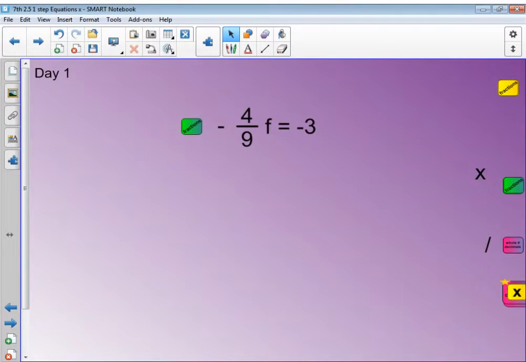Fractions. So here we've got -4/9 times f equals -3. We're going to still use the same steps as we did with the whole numbers, but when we get to that final part of solving, we have to think, oh yeah, we're working with a fraction. So originally, if this was a whole number right here, I would say, I'm going to divide by negative whatever the number is. Well, we're still going to do that. I'm going to divide by -4/9.